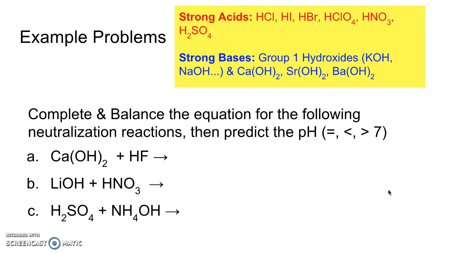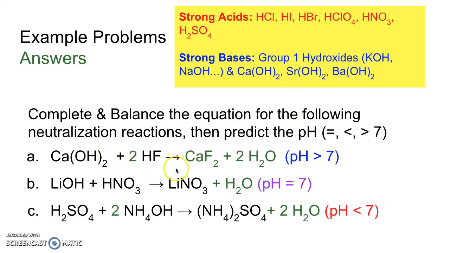Okay, let's do some example problems. In order to do these problems to predict the pH of an acid-base neutralization, you need to know your list of strong acids and strong bases. If you don't have that written down in your notes, but you should, you'll probably want to write these down as you go along, so you can pause the video to do that in a moment. For these problems, you need to predict the pH of the neutralization reaction. But in addition, just for practice, I want you to complete and balance the equation for the following neutralization reactions. So complete and balance the equation and then predict the pH. Pause the video now, and when you come back, press play again. I'll show you the answers.